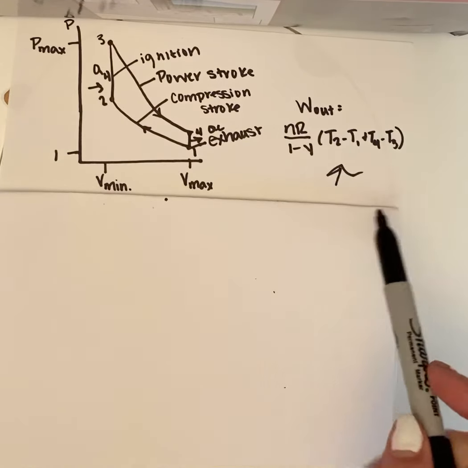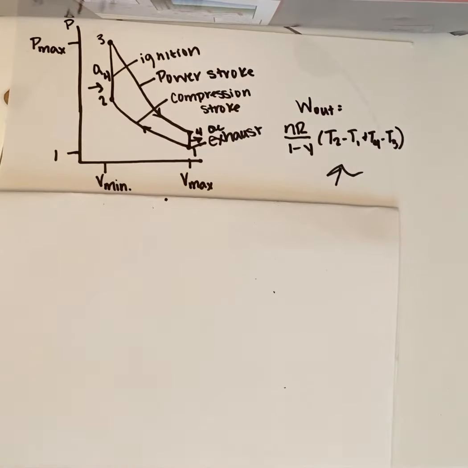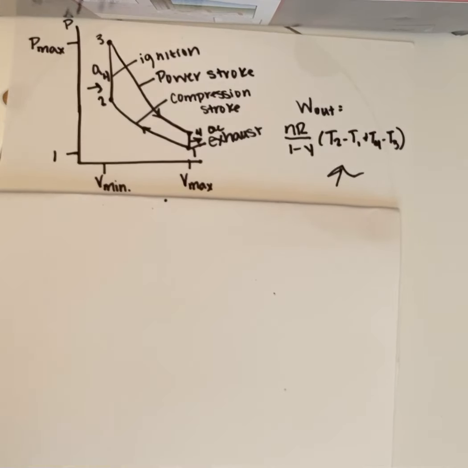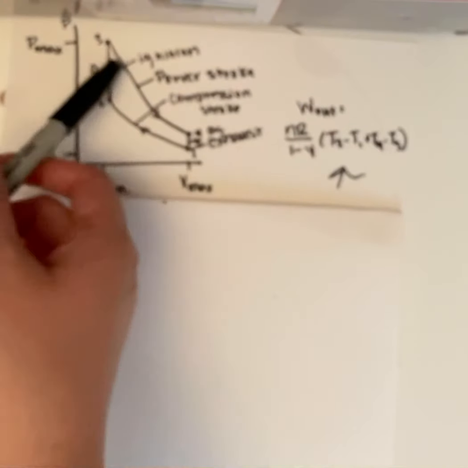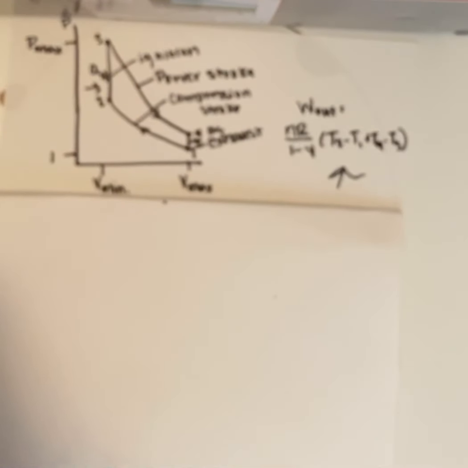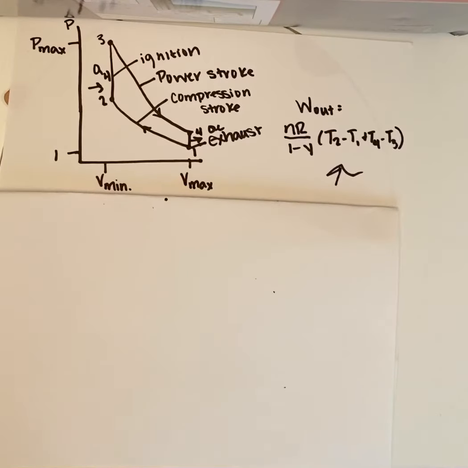So first, by looking at the Otto cycle, we can see that from 1 to 2 and 3 to 4, this is an isochoric process. And because of this, we know that there's going to be 0 work done. So we don't even have to factor that into our equation.